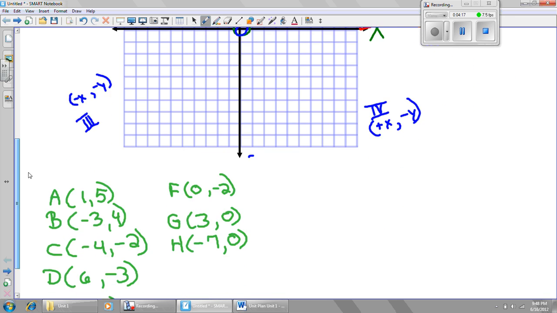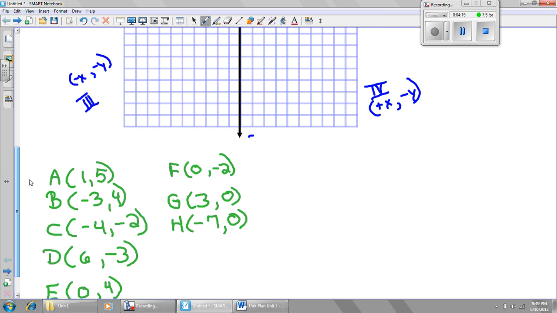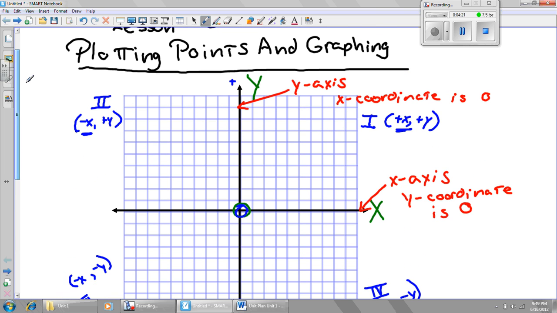Okay, I've got some points here. Point A is (1, 5). So let me show you how to plot the point (1, 5). Start at the origin. I need to go 1 in the x direction and then 5 in the y direction.